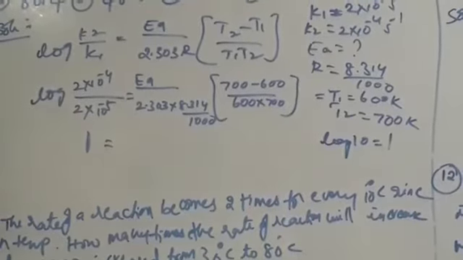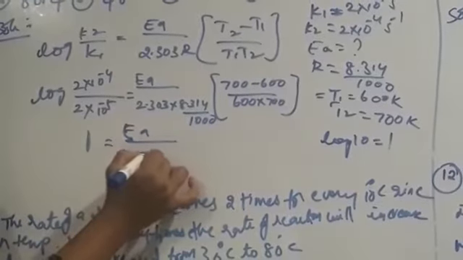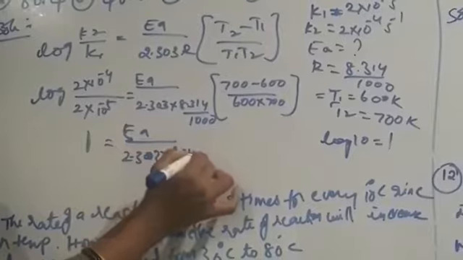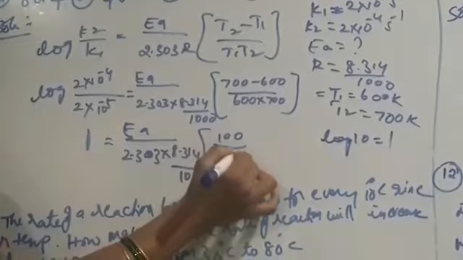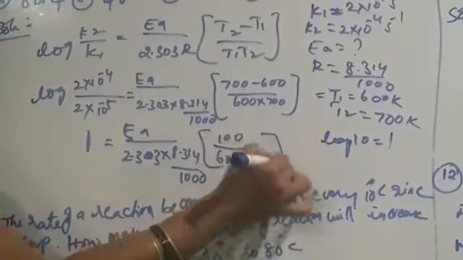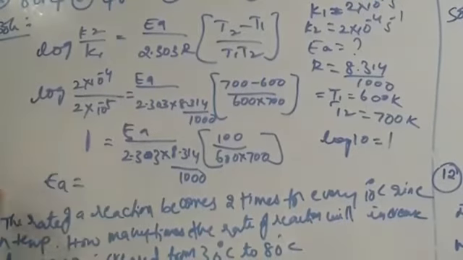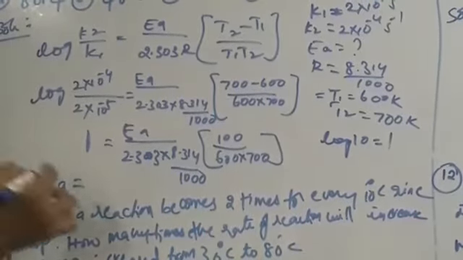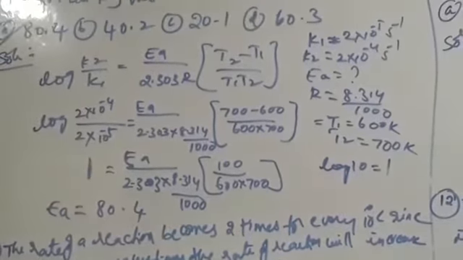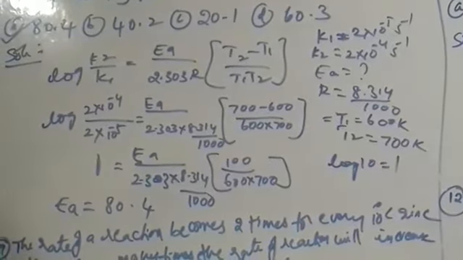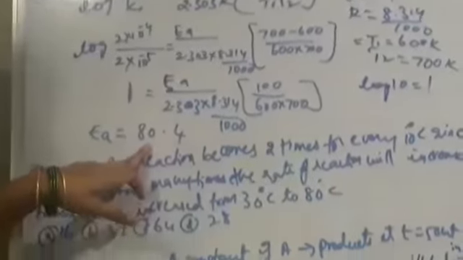Okay. 1 is equal to Ea by 2.303 into 8.314 by 1000 into 100 by 600 into 700. From this, we can calculate Ea as 80.4. So Ea is the correct option, 80.4. Okay. So the activation energy is 80.4.